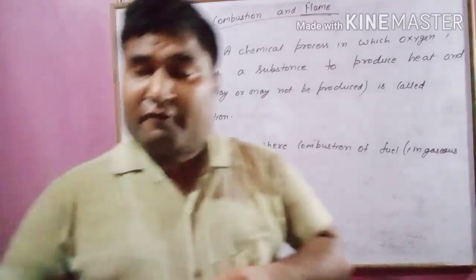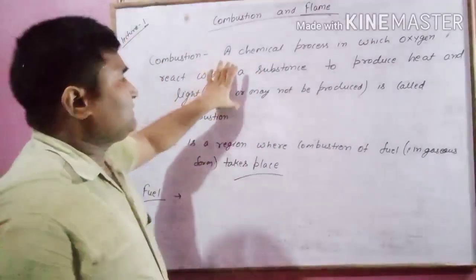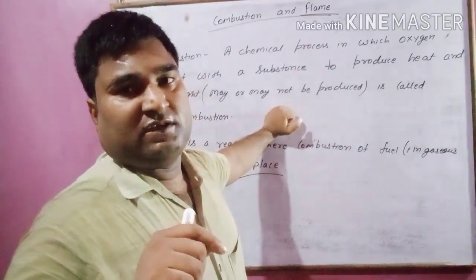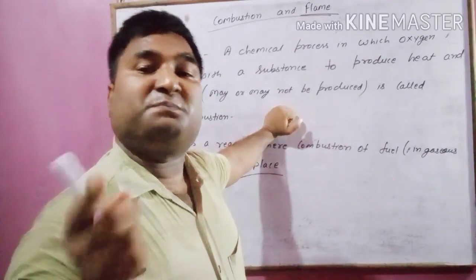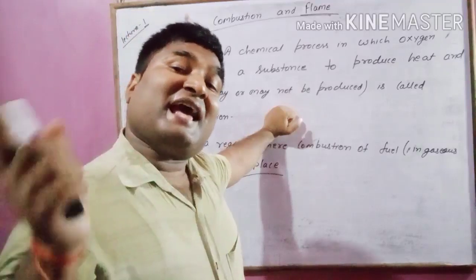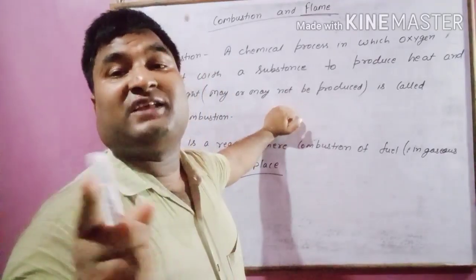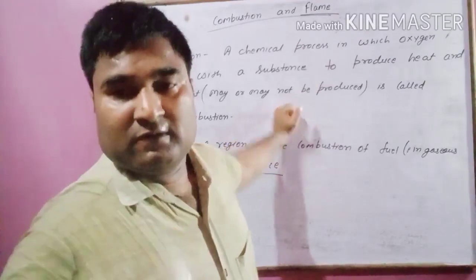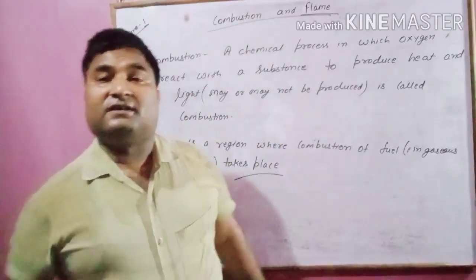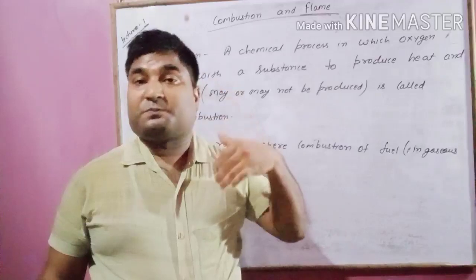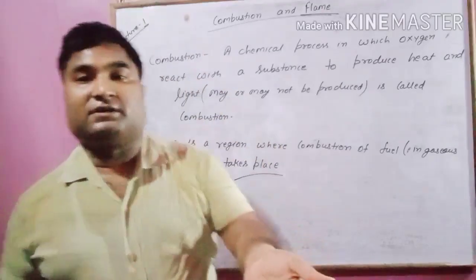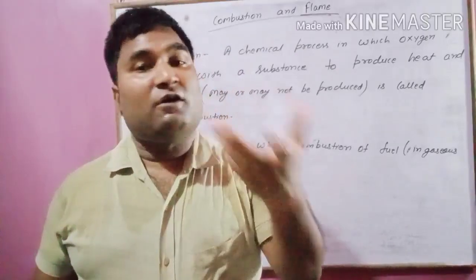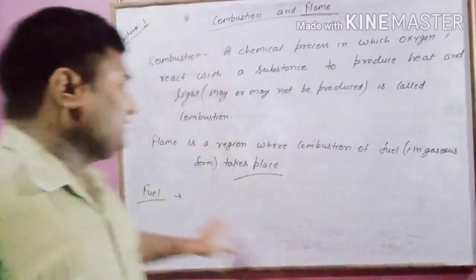See, for a combustion to take place, there must be something that is burning. The substance that is burned with an aim to produce heat and light is called fuel. So anything that we burn for producing heat or light is called fuel. Okay, so what is fuel?